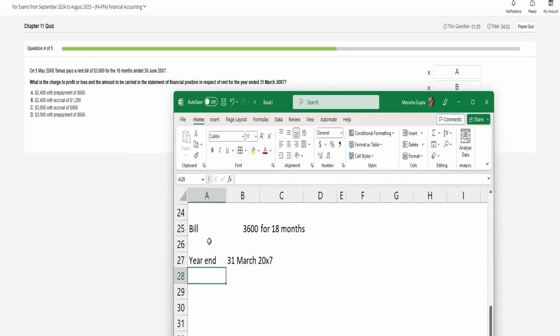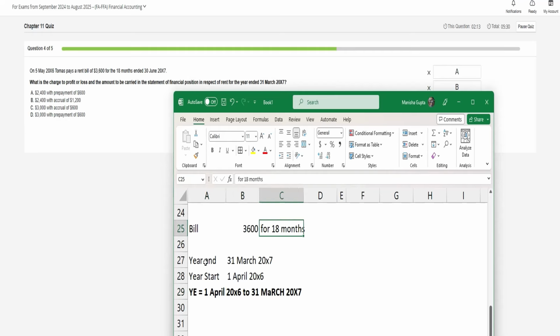All right. So what will be our year start? Our year start will be 1 April 20X6. So that means our year is from 1 April 20X6 to 31st March 20X7.